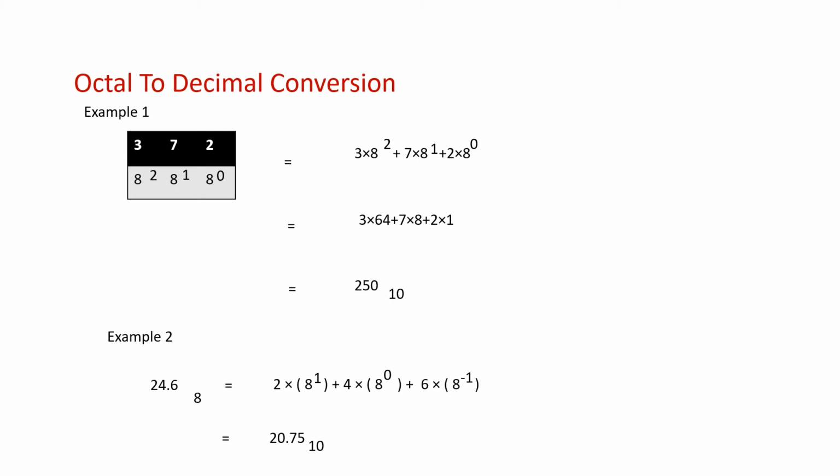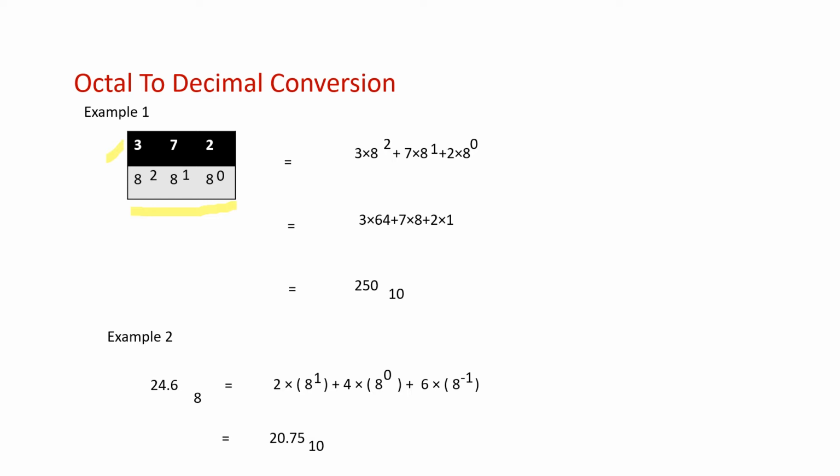Next we will look at the octal to decimal conversion. In the first example, we are taking the number 372, which is an octal number, and we already saw that the decimal equivalent is obtained by multiplying each octal digit by its positional weight. Here we have written 372 and its positional weight below, which is 8 to the power 2, 8 to the power 1 and 8 to the power 0.